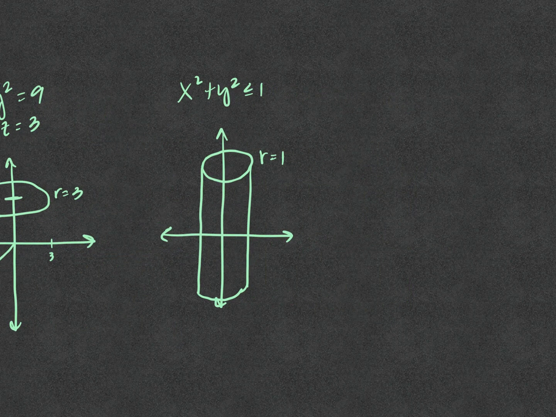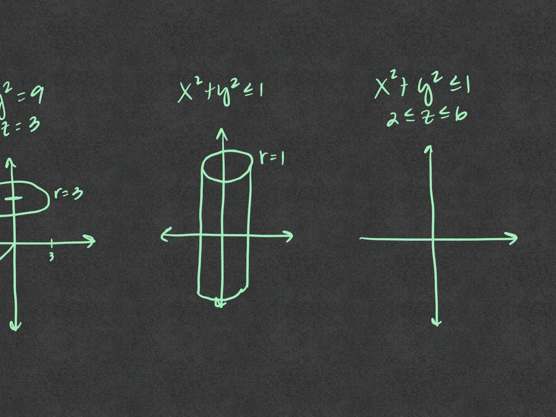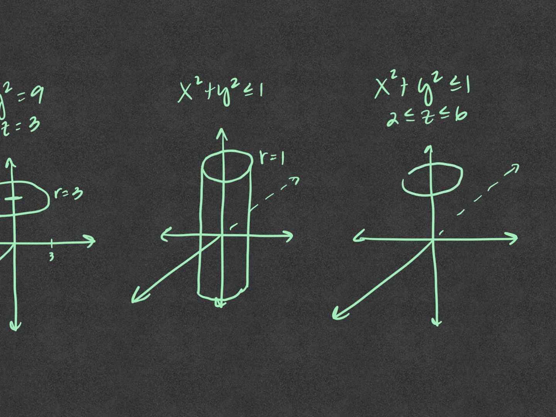But we make it even more interesting: x squared plus y squared is less than or equal to 1, and let's say that z is between 2 and 6, inclusive. So what that means is, I forgot to draw my x-axis on this one. So we have, again, a right circular cylinder, but it starts at 2 and it goes up to 6. So it's a can that has a height of 4. That looks like a fun problem.